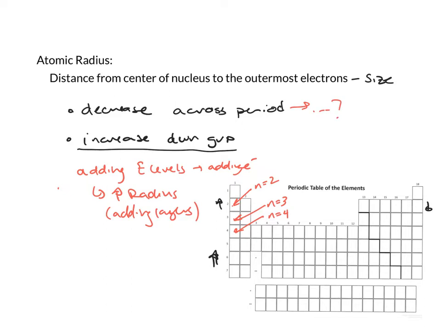How is it that when we're going across a period and we're adding stuff to the atom, we're adding electrons and we're adding protons, the radius is getting smaller, okay? And we can explain this using something called shielding.